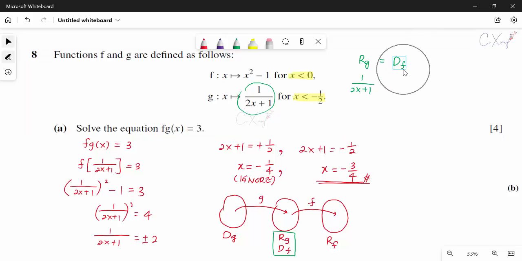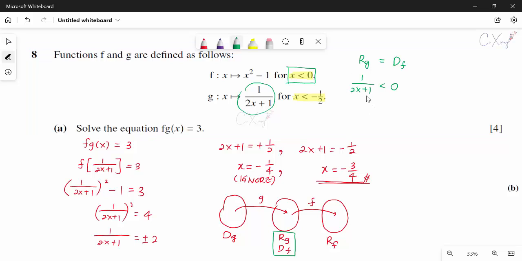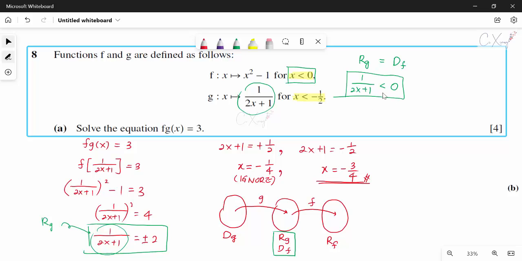And then the domain of f, what is the domain of f? So the domain of f given here is x smaller than 0. So that means that if you're trying to link the range of g with the domain of f, it should have 1 over 2x plus 1 smaller than 0. And if we try to compare this result with our steps here, you can see that this is actually the range of g, correct or not? And what is the condition that we have? The range of g must be smaller than 0.